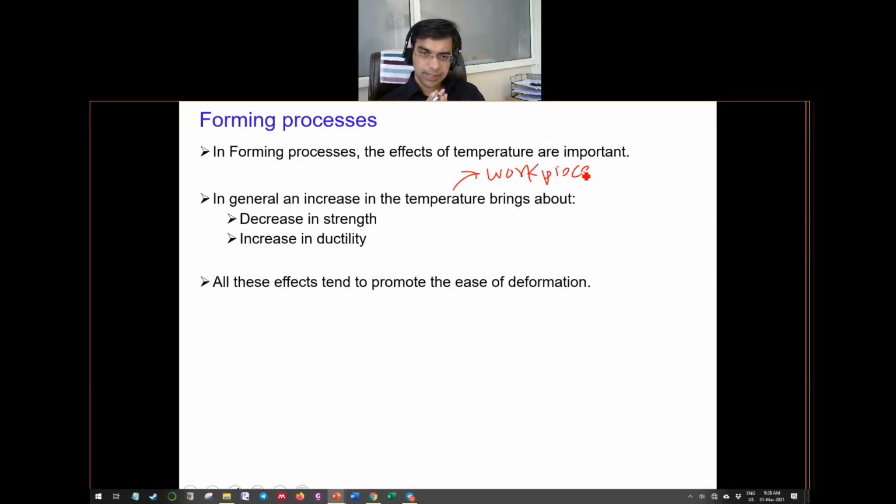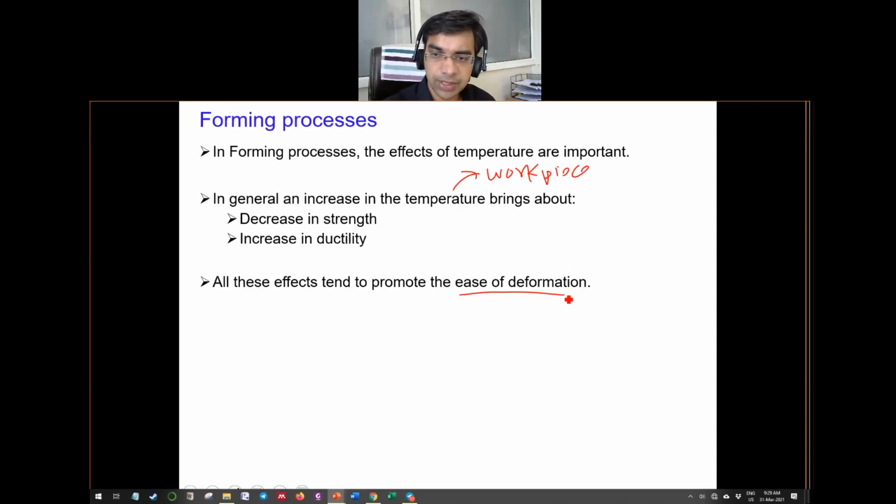So you place a heated workpiece and you place a cold workpiece. What you will observe is that to bring the change in shape, it will be easier in the case of a heated workpiece rather than a workpiece which is at room temperature. So this increase in temperature is basically applied to extract these effects of ease of deformation.